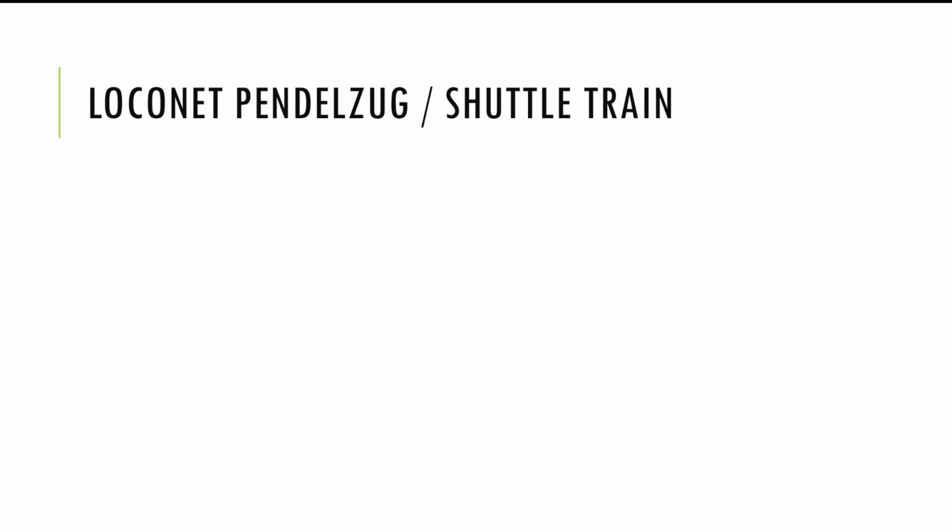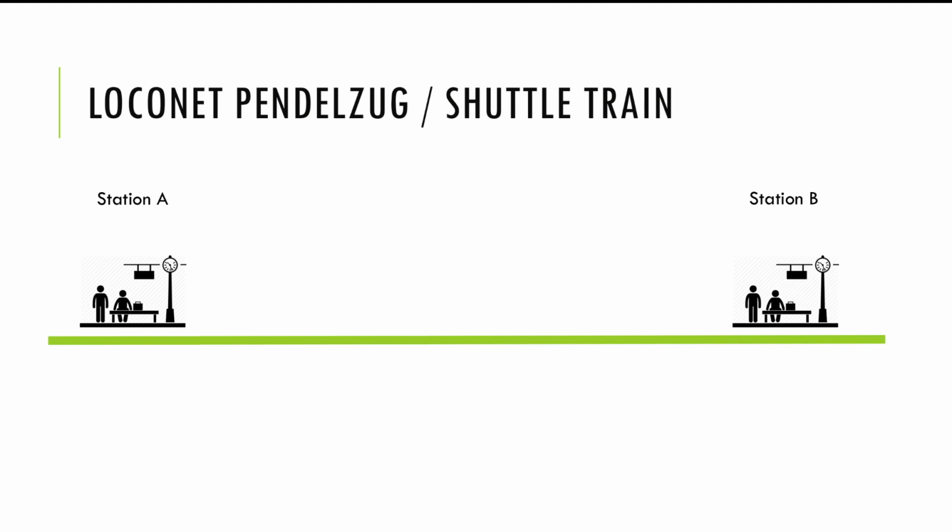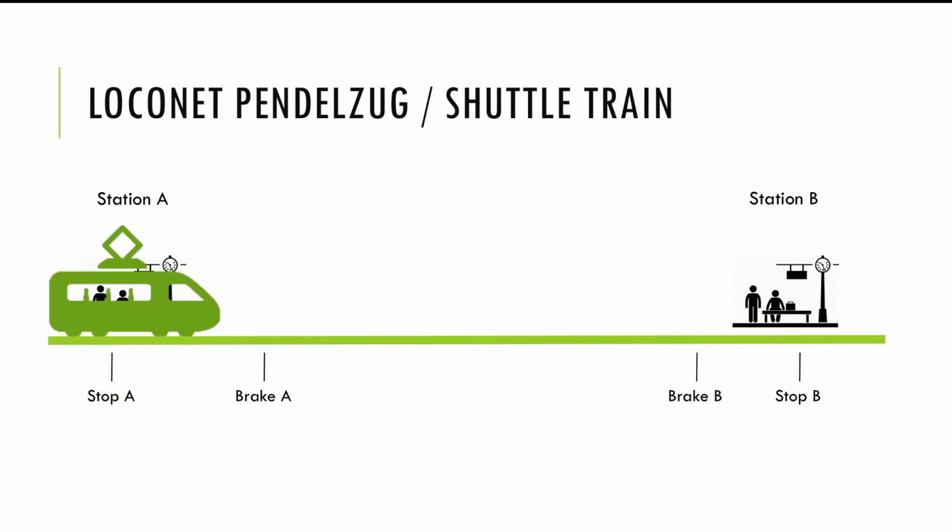Now, to make programming later on much easier, let's just draw this out. First, we'll add a train track. We'll add station A, station B, and in station A we will add a stop and a brake section, and we'll do the same for station B. Next, we will add a locomotive, and we have to keep track of where the locomotive is.